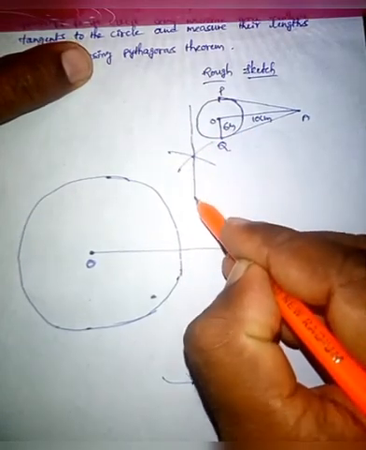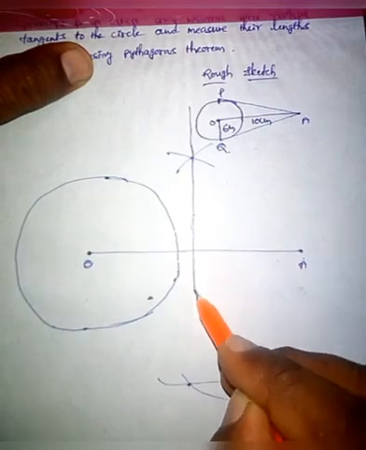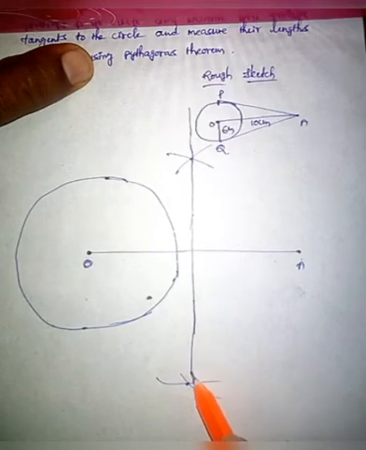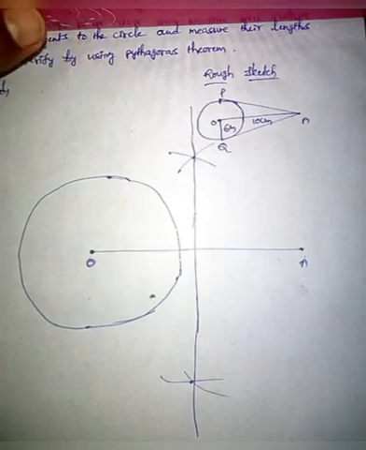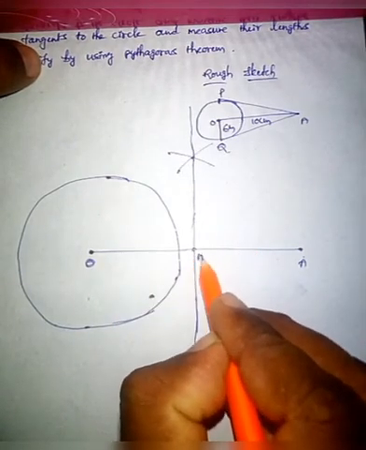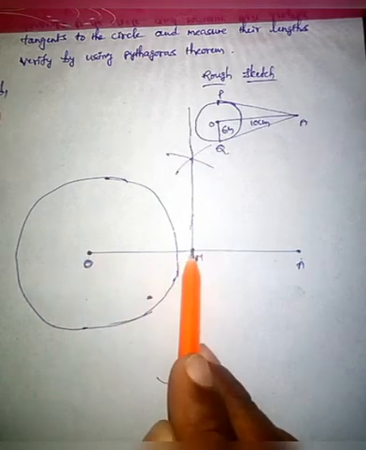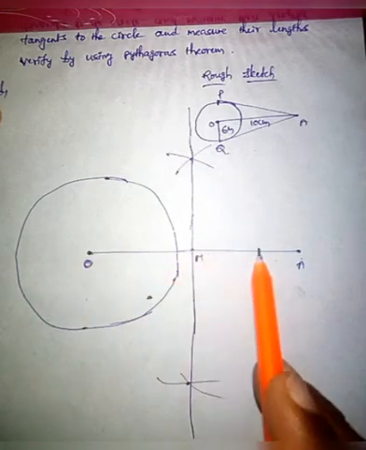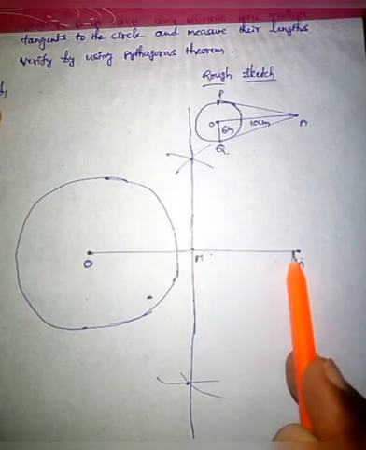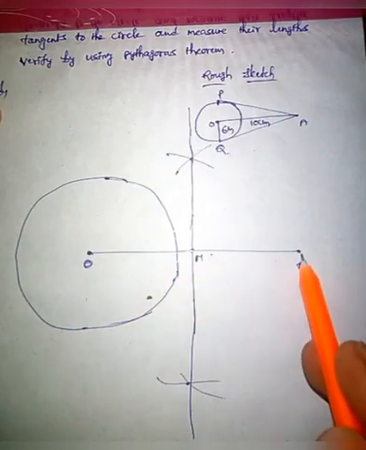So I'm joining these 2 points without using scale, because this is the rough sketch, but you have to join these 2 lines by using scale. Okay, and mark the intersecting point as M. So if you measure the distance between O and M, it will be 5 centimeters, and the distance between M and A will be 5 centimeters. That's why this line bisects this line, 5 centimeters and 5 centimeters.